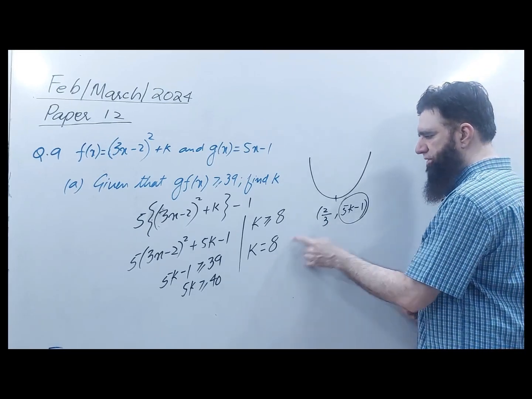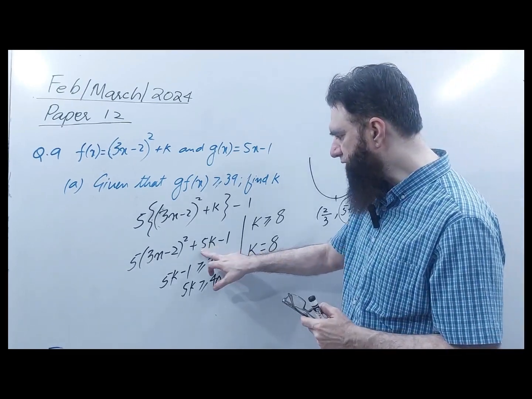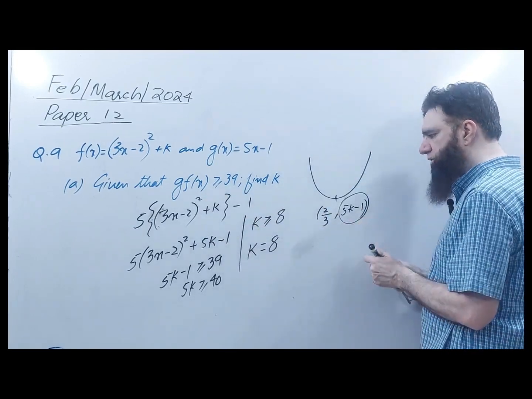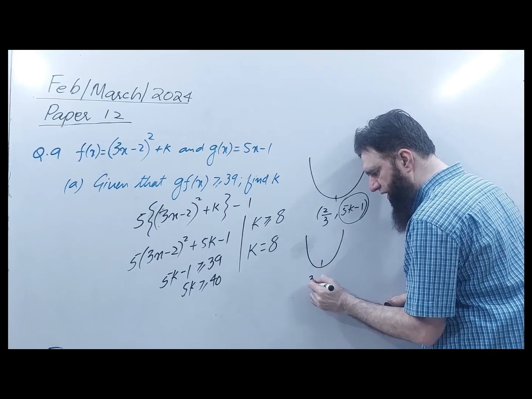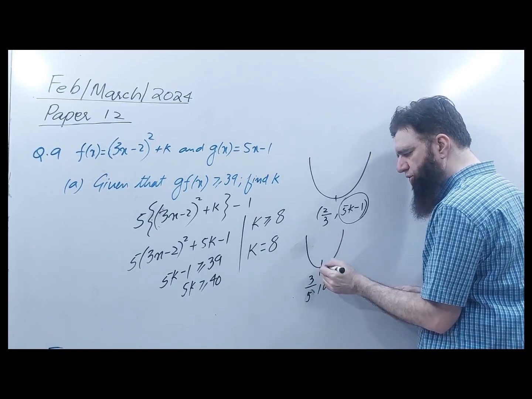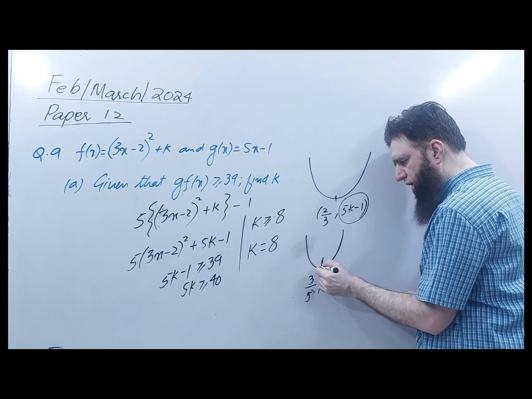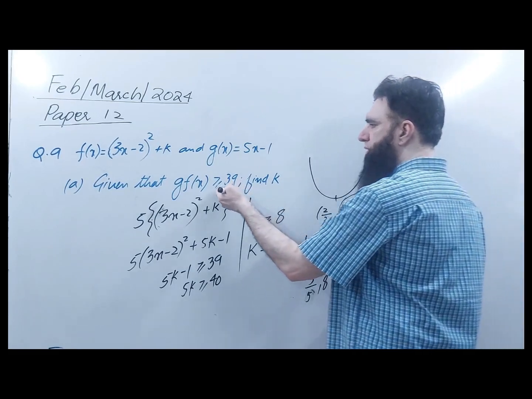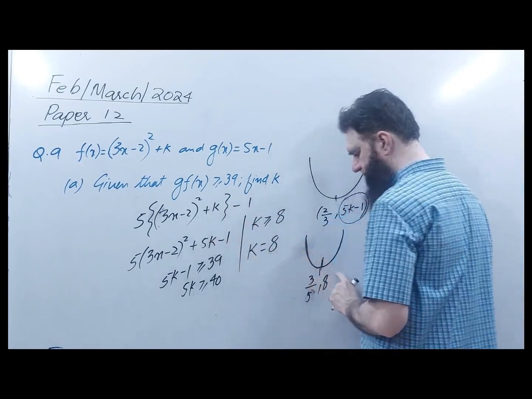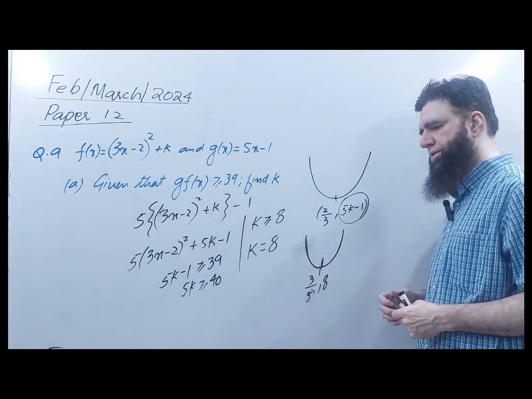What does this mean? If we put k equals to 8 for this function, the 5 8s are 40 minus 1, so this becomes 39. So if we put k equals to 8, this graph is like this, 3 by 5 comma 8. And if you keep on increasing the values of x or decreasing the value, because we can put any values of x here, the value of y will be greater than 8. Or the value of the gf(x) function will be greater than 39. For 8, this is 39 exactly. So the value of k must be 8 here, right?